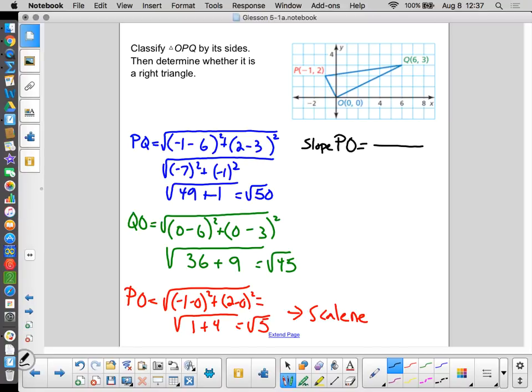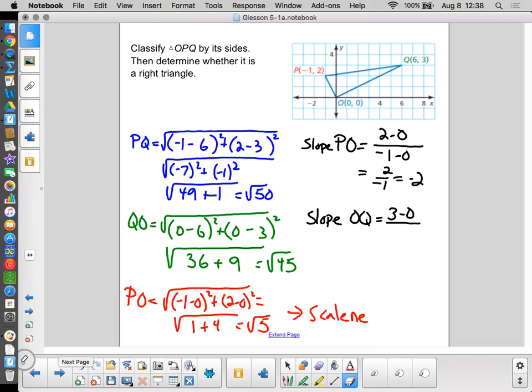Slope of PO is change in y over change in x. So 2 minus 0 over -1 minus 0, or 2 over -1, which is -2. The slope of OQ, again, I can do change in y, 3 minus 0 over 0 minus 6, or 6 minus 0, excuse me. Got to be consistent with my order. Or 1/2. Write what I say. There we go.